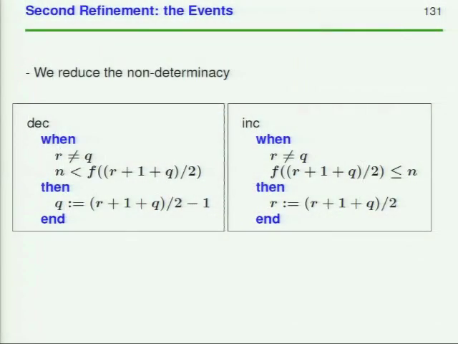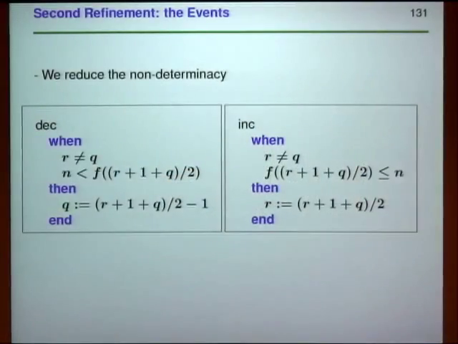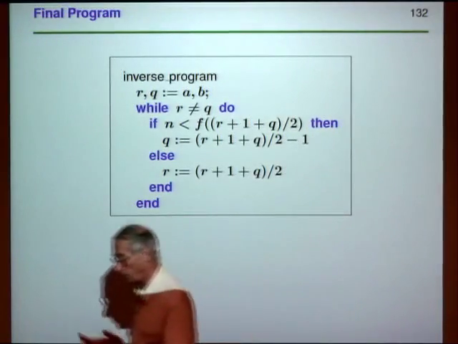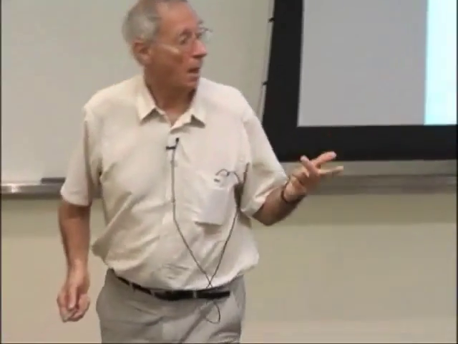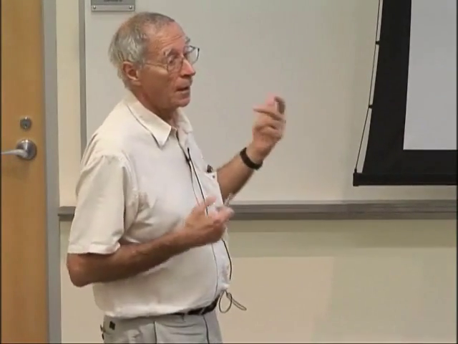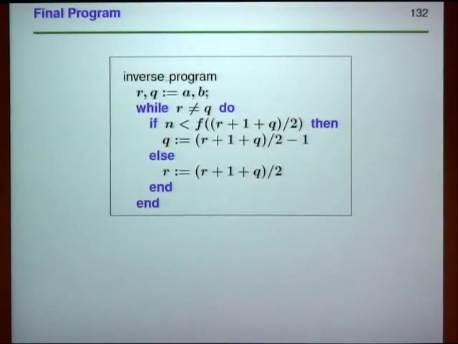And now we reduce the non-determinacy exactly like in the binary search. q is equal to this, r is equal to this, and we have these two properties here. And finally, this gives us the program. This program is very general because f, a, and b are just generic constants. And now what would be nice is to instantiate this with f, a, and b with different values.